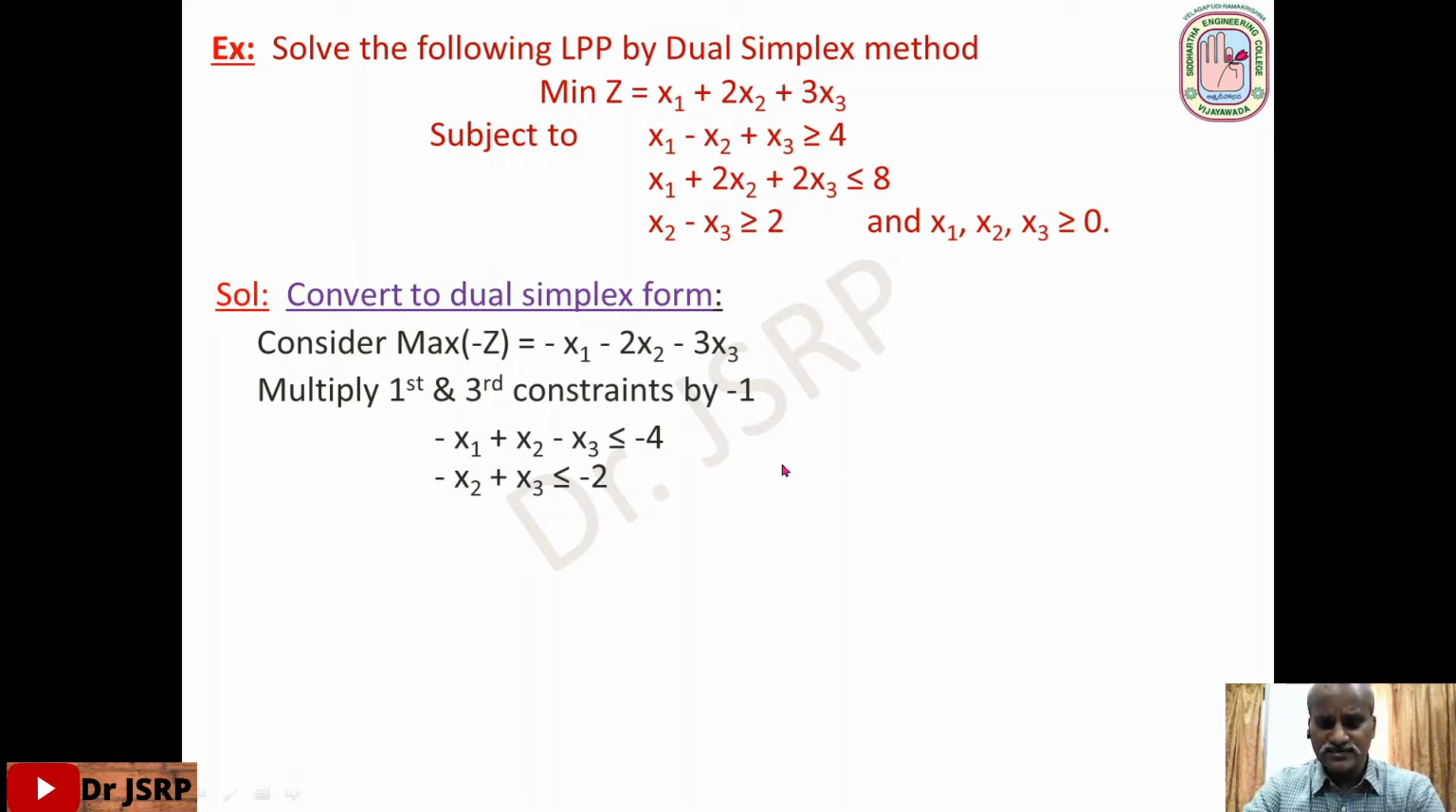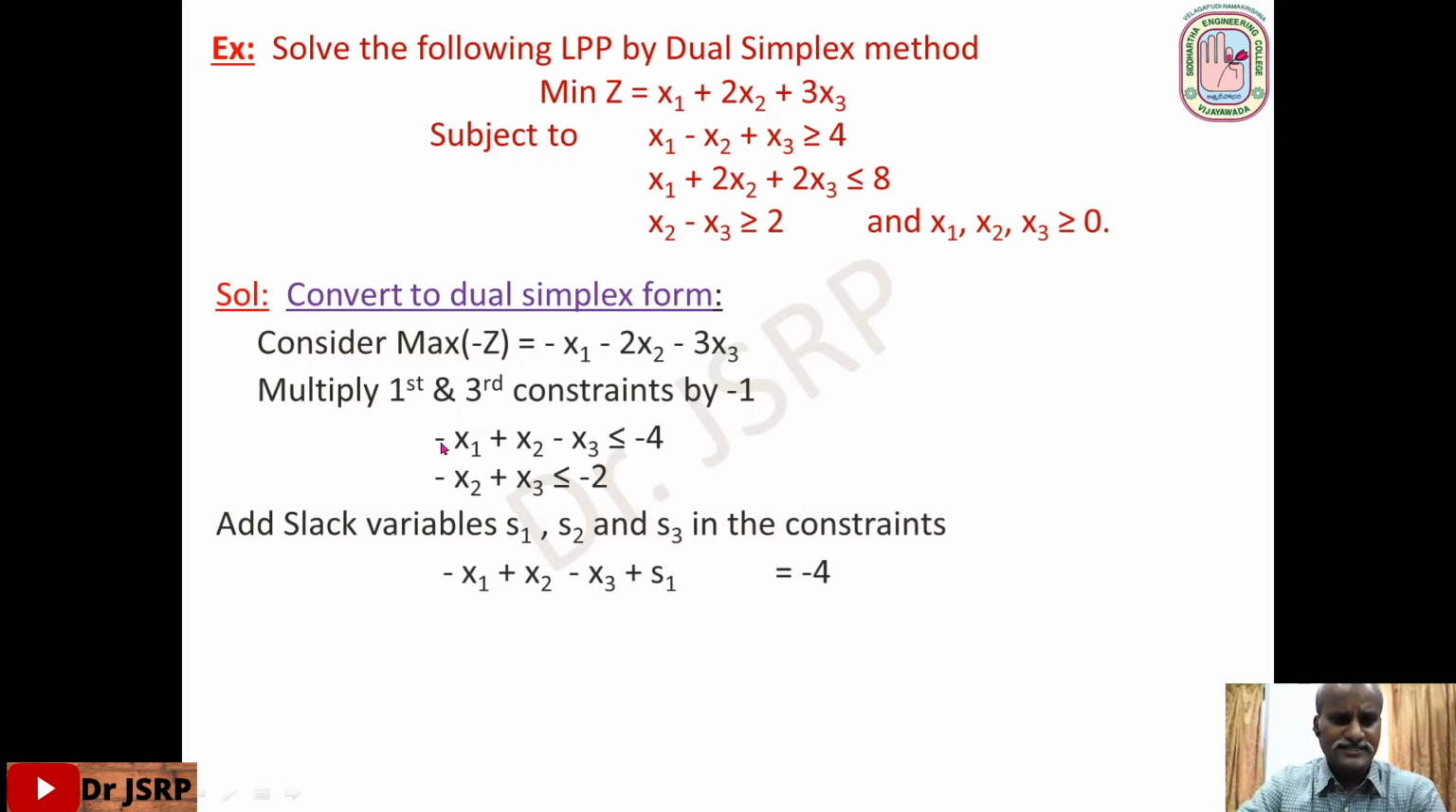Now all constraints are less than or equal type. So add slack variables to convert to equality type. Add slack variables s1, s2, s3 in the constraints. First constraint: minus x1 plus x2 minus x3 plus s1 equals minus 4. Second constraint: x1 plus 2x2 plus 2x3 plus s2 equals 8. Third constraint: minus x2 plus x3 plus s3 equals minus 2.